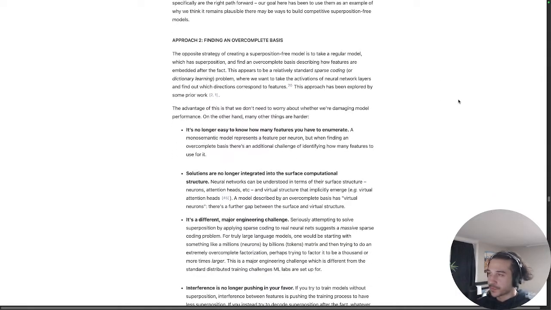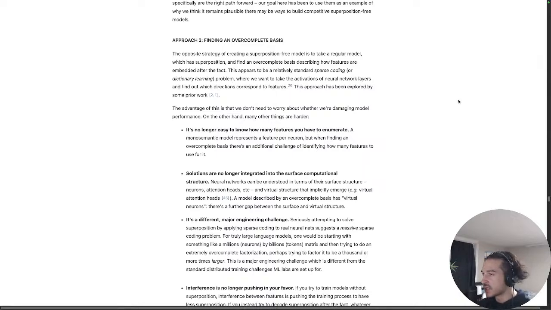Approach 2. Finding an overcomplete basis. The opposite strategy of creating a superposition-free model is to take a regular model, which has superposition, and find an overcomplete basis describing how features are embedded after the fact. This appears to be a relatively standard sparse coding or dictionary learning problem, where we want to take the activations of neural network layers and find out which directions correspond to features. This approach has been explored by some prior work.